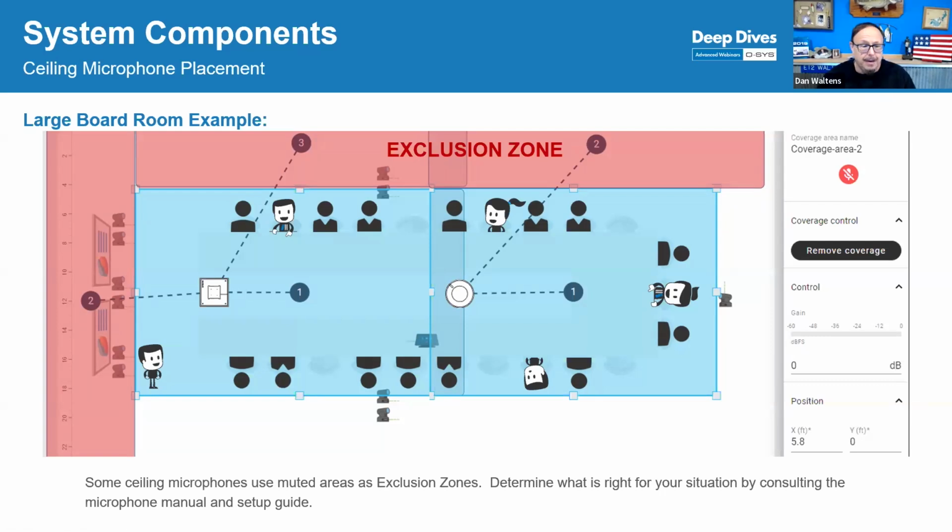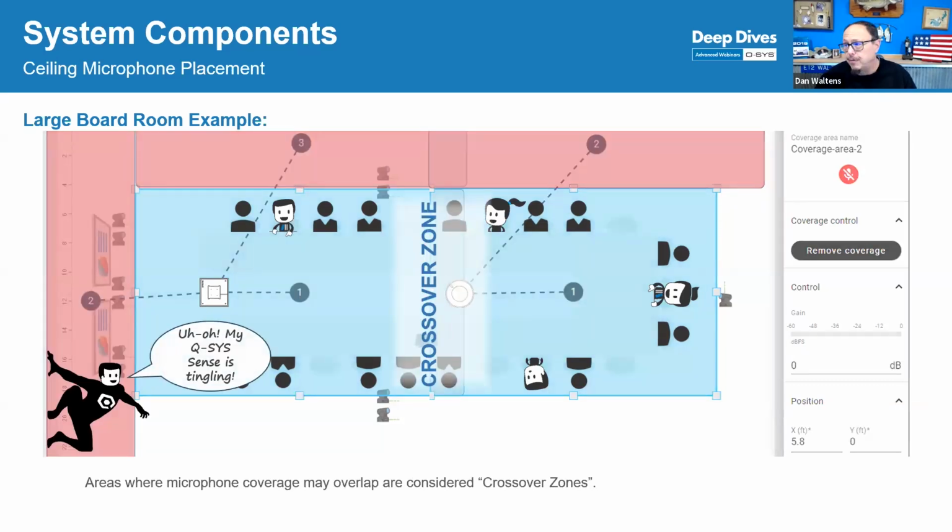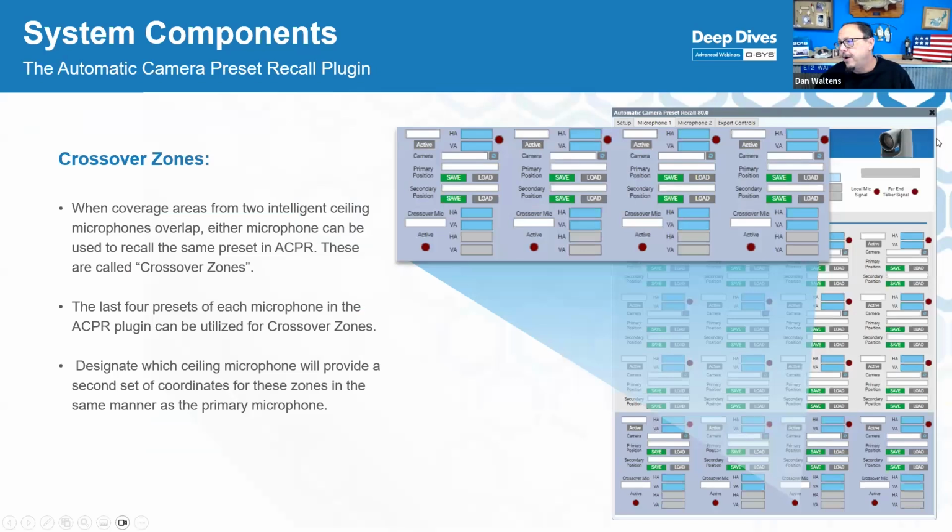And then the last issue that we have sometimes is what we call a crossover zone. Areas where microphone coverage may overlap, we call that a crossover zone. And we have a way that we can deal with that inside the Q-SYS plugin for ACPR. The crossover zones are when the coverage areas of two intelligent microphones overlap, which is inevitably going to happen. You can tighten them up as much as you want, but I'd rather have a little overlap than left out.